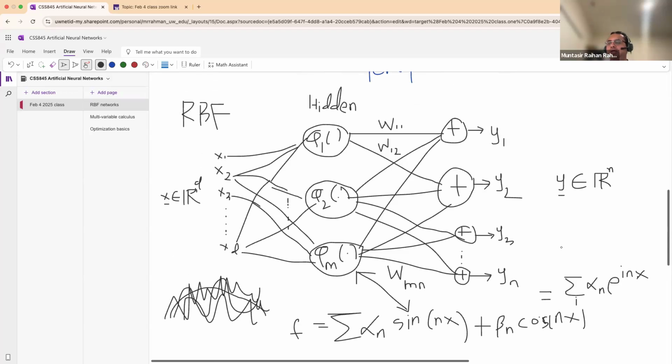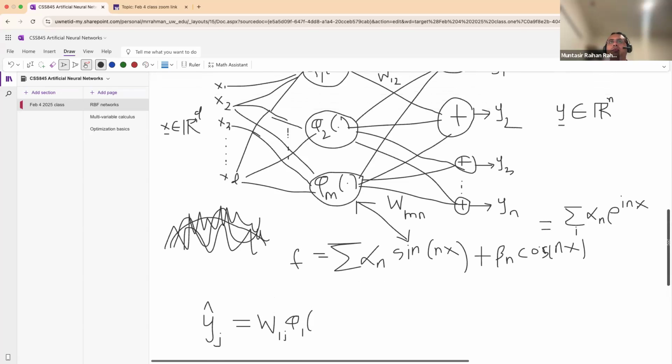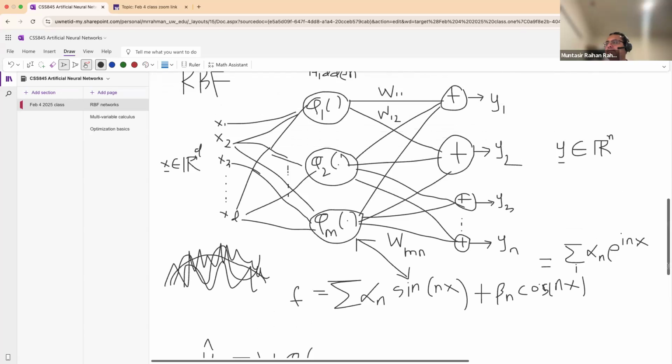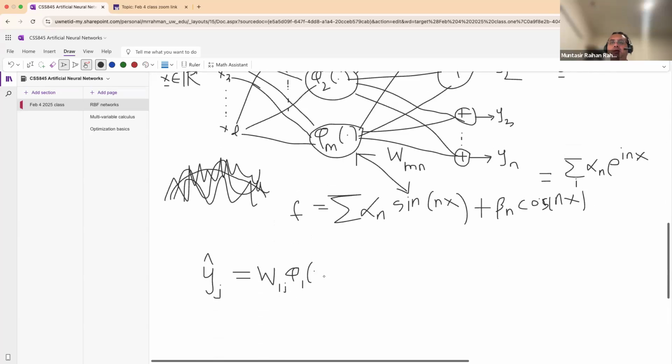For all of these, the second parameter of the weight would always be j, and the first parameter goes from 1 to m, because we have m radial basis functions. So this would be w1j, and this would be the first function. And what would be the input to this function? The vector of inputs, exactly. This would be the vector x, which is the d-dimensional vector.